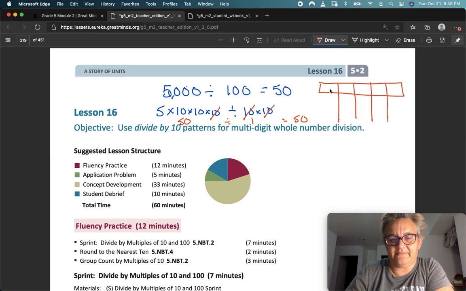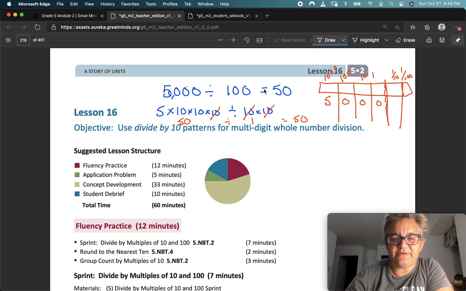right? So if I have thousands, hundreds, tens, and ones, and I have 5, 0, 0, 0, and I'm dividing by 100, so I'm going to go this way 2 spaces, right? Here's my decimal point, and this is my tenths, and my hundredths, which I'm not going to need.